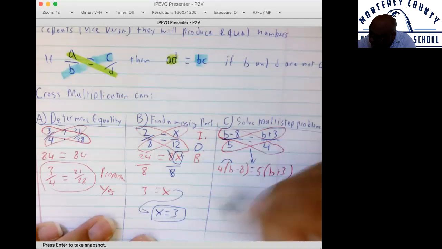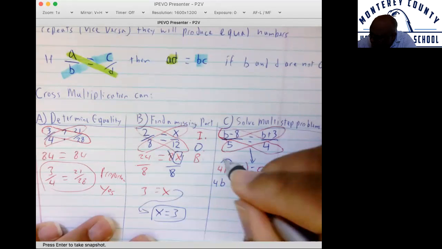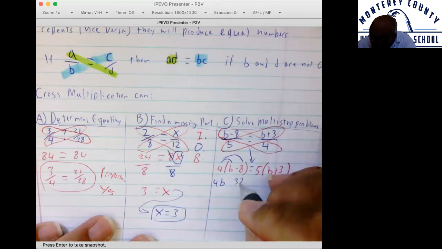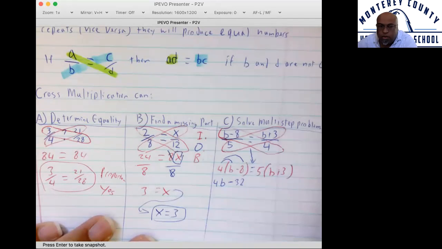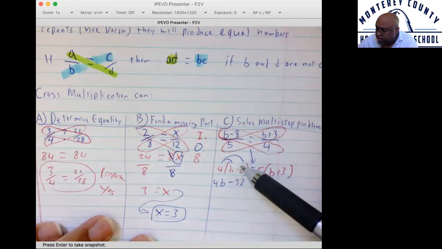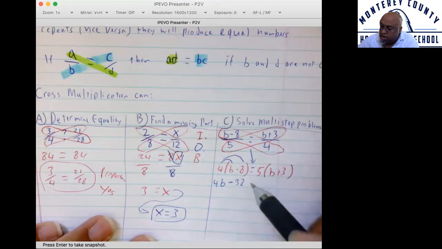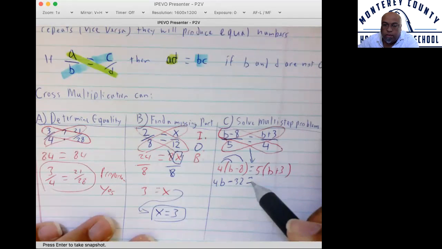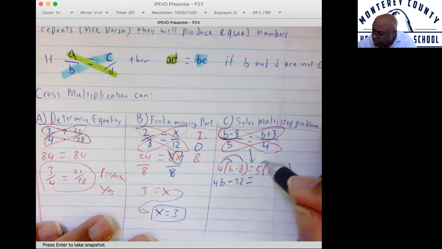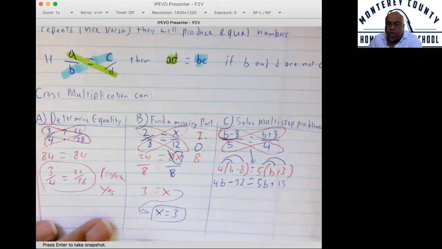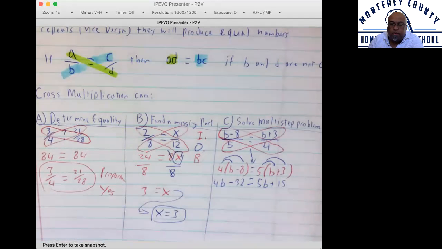4 times b is 4b. 4 times 8, 8, 16, 24, 32. And I'm going to bring down the minus sign. Just a quick note, you can say 4 times negative 8 is negative 32, or you can say 4 times 8 is 32, and then just bring down the minus. Okay? Now, let me go ahead and write equals here. I'm just bringing the equals down. Now let's multiply this. 5 times b is 5b. 5 times 3 is 15. Bring down the plus.